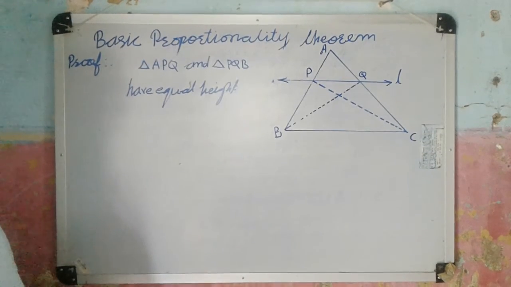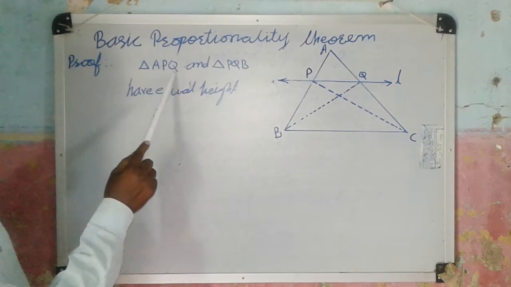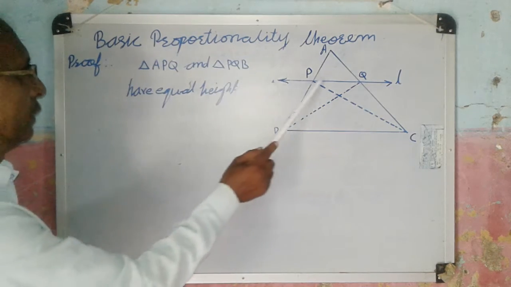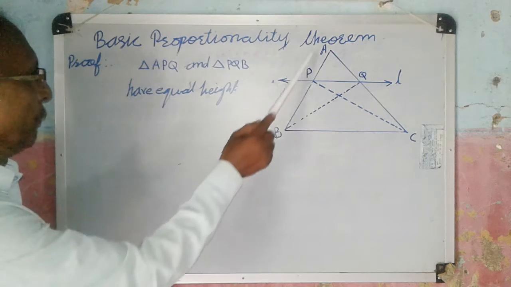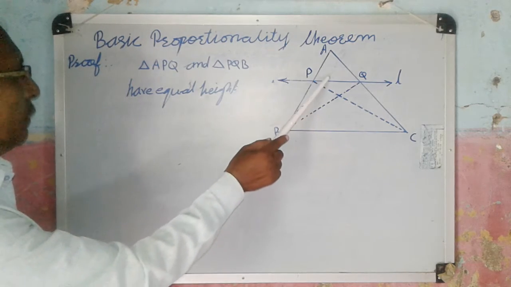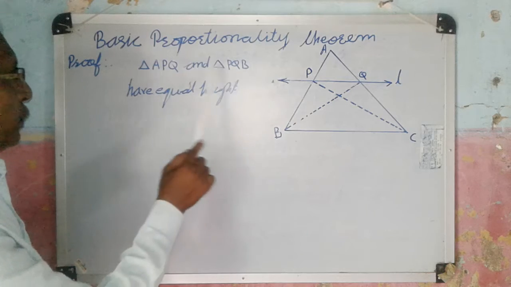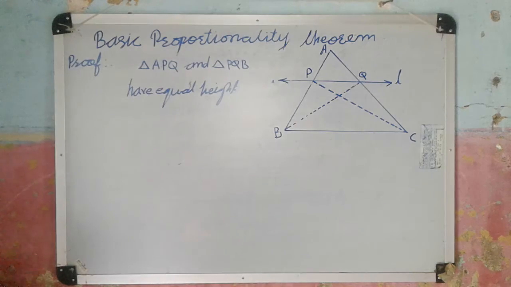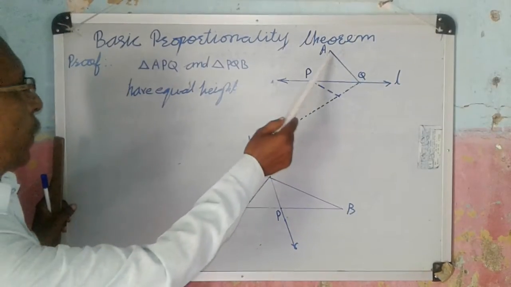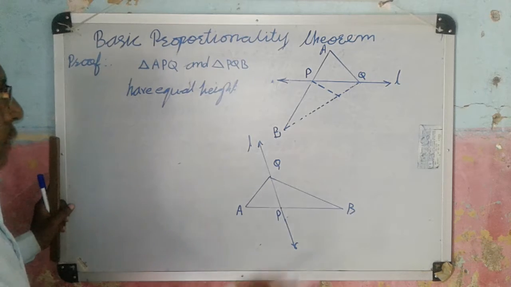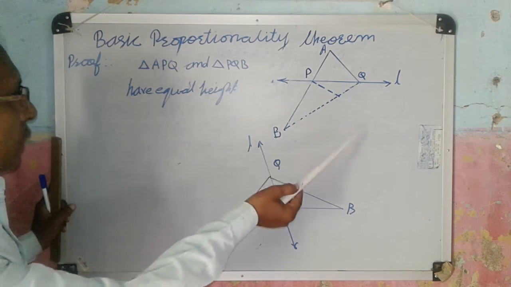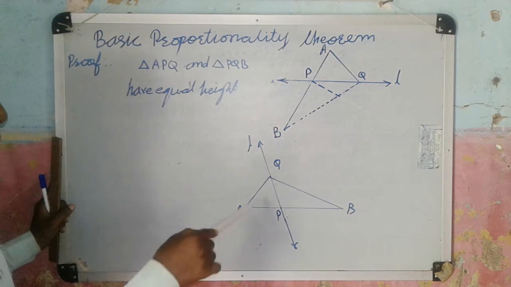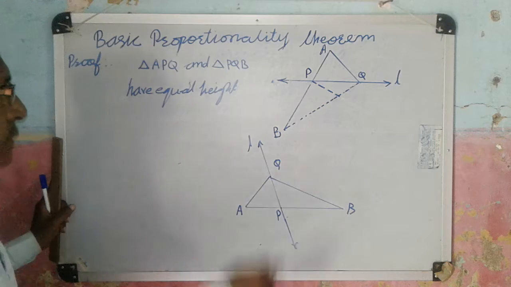Now in this figure, consider triangle APQ and triangle PQB. Only consider this much part of this figure. Now these two triangles have equal heights. Okay, now consider only this much part of the figure. Now, if this figure is turned like this, then we will get this figure. Now we will see how these two triangles are of equal heights.